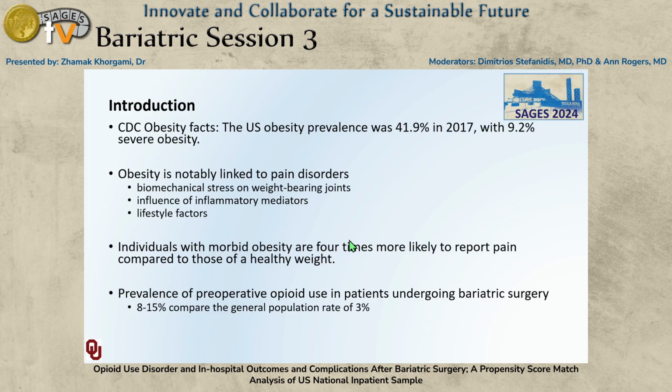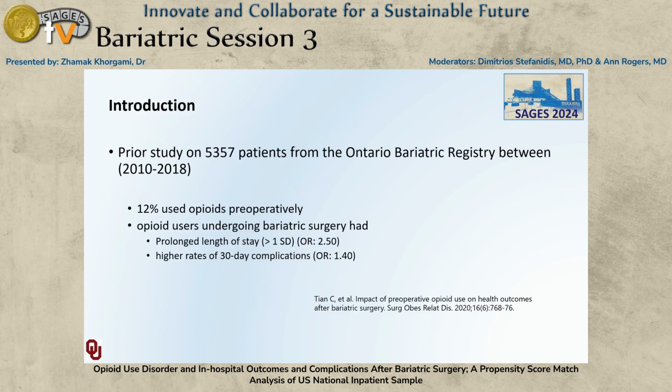Back to obesity, you all know more than 40% of Americans have obesity, and 9% had severe obesity in 2017 based on CDC. Obesity is notably related to pain disorders because of different factors: biomechanical, inflammatory mediators, and lifestyle factors. Patients with morbid obesity may have 4 times more pain problems, and the prevalence of opioid use in this group of patients is way more than in control groups, 8 to 15% versus 3%.